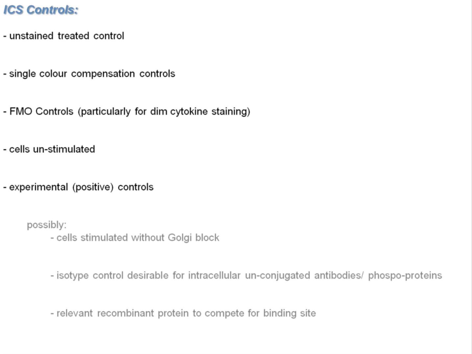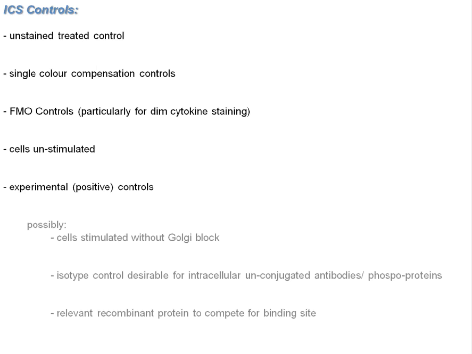And then also you want an experimental positive control, because maybe with your treatments you might find that you're not getting any cytokine expression, but you may not know if that's because of your treatment or because something went wrong with the experiment. So you should always have a positive control. Again, a lot of these are common to all cytometry experiments rather than just intracellular cytokine staining.